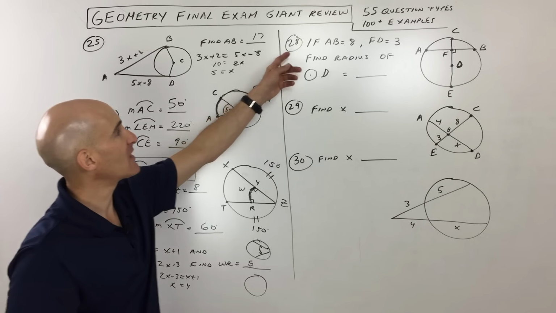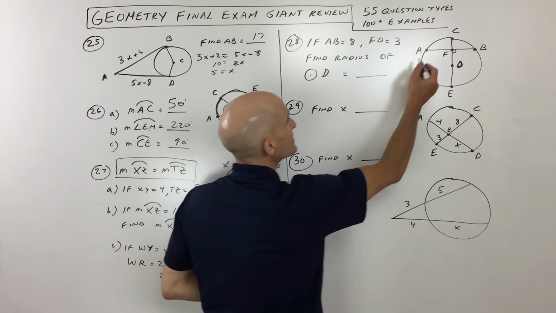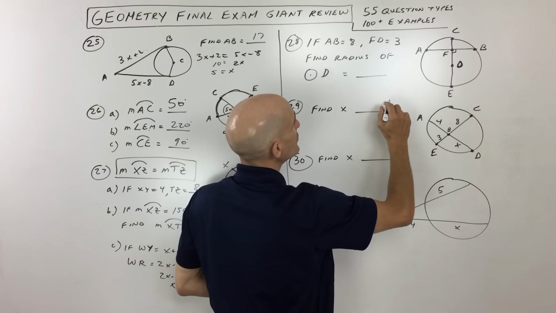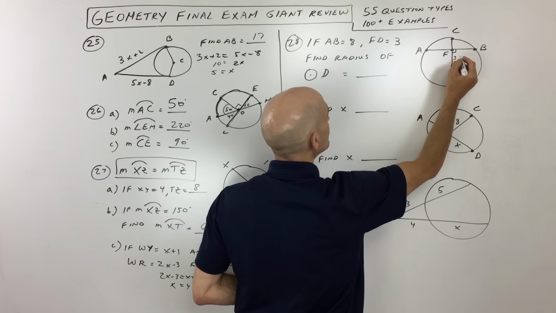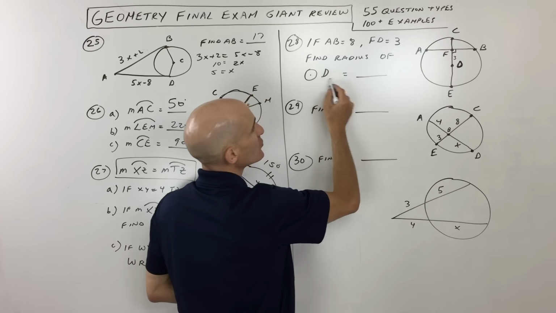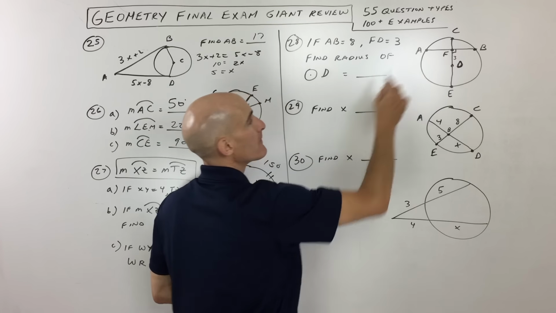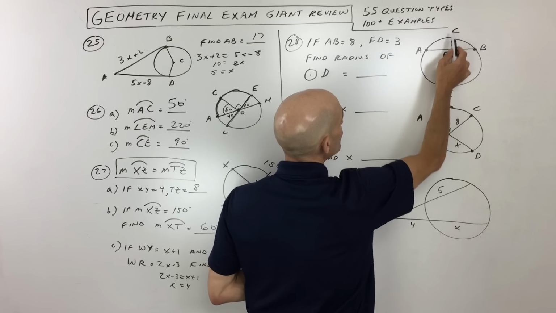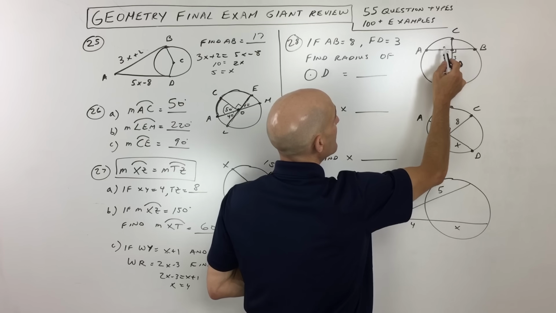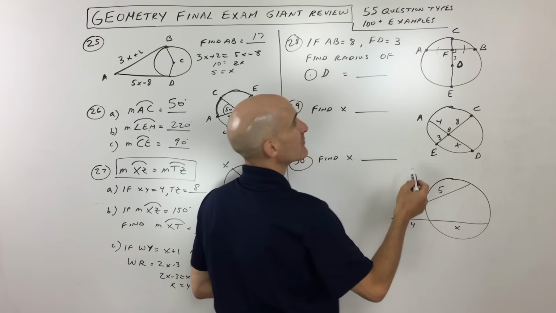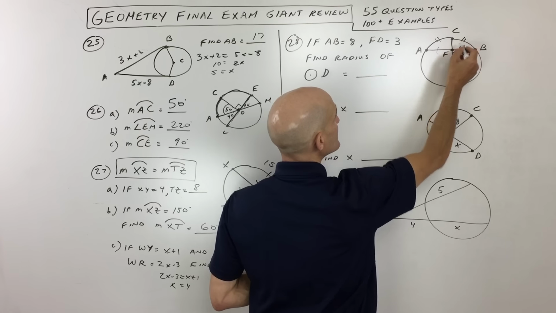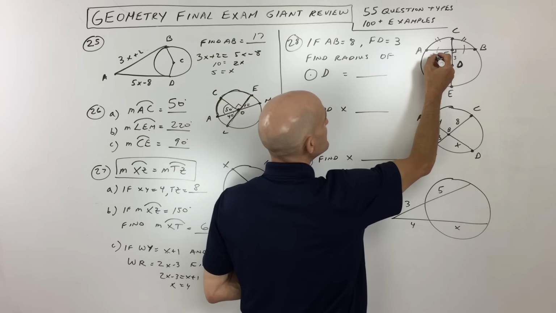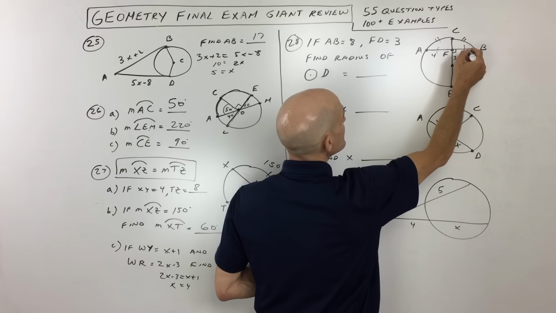Number 28. It says if AB is equal to 8, so they're saying the length of this chord is 8, and FD is 3, that's right here, this is 3. Find the radius of circle D. Now this is very interesting because you see how they're drawing this diameter perpendicular to this chord? That means it cuts the chord in half, it bisects the chord, and it also bisects this arc over here. So if AB is 8, this length right here is 4. This length over here is 4.